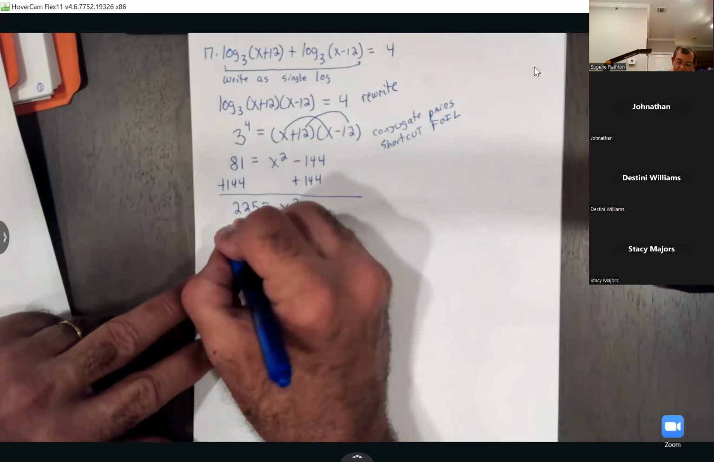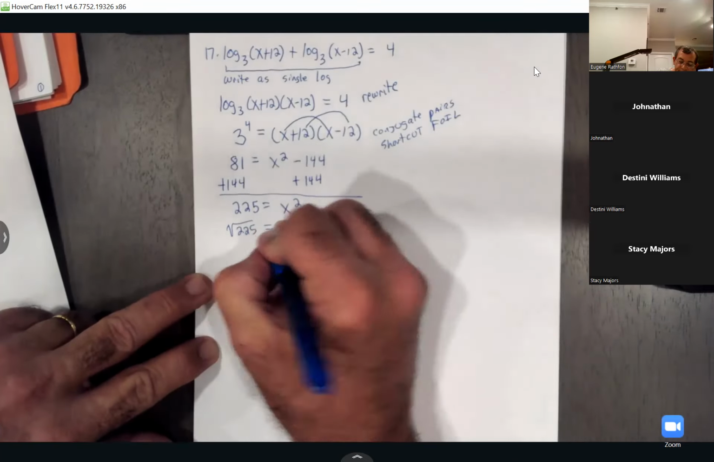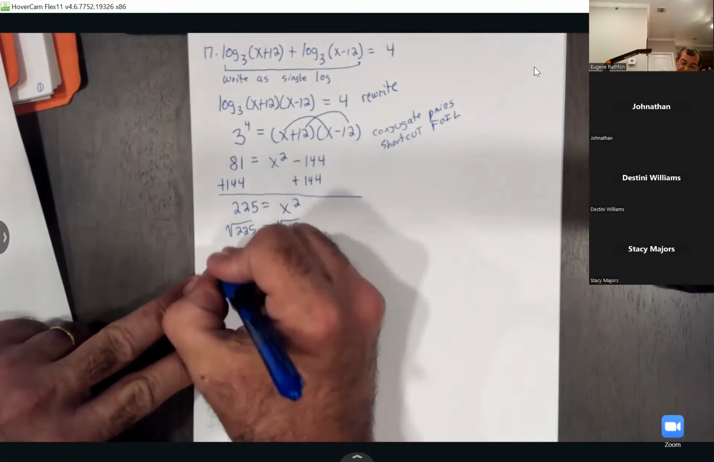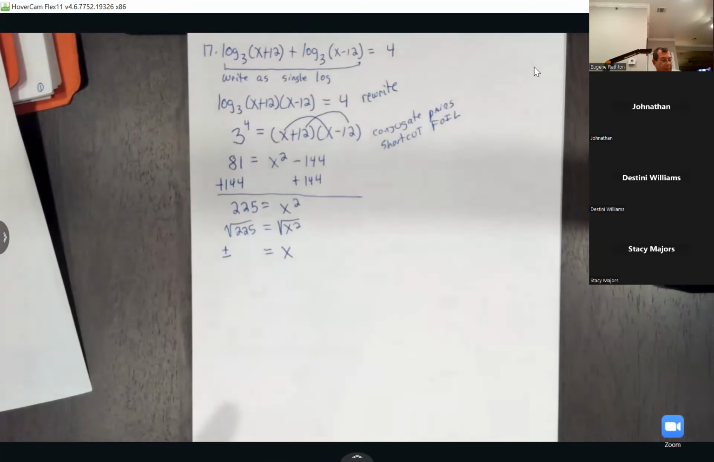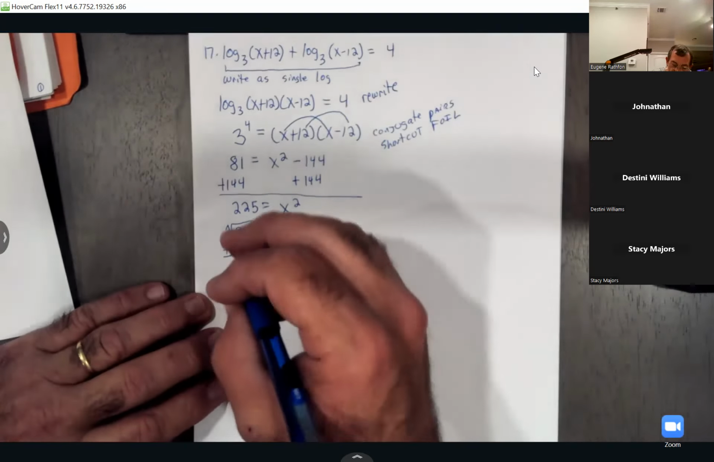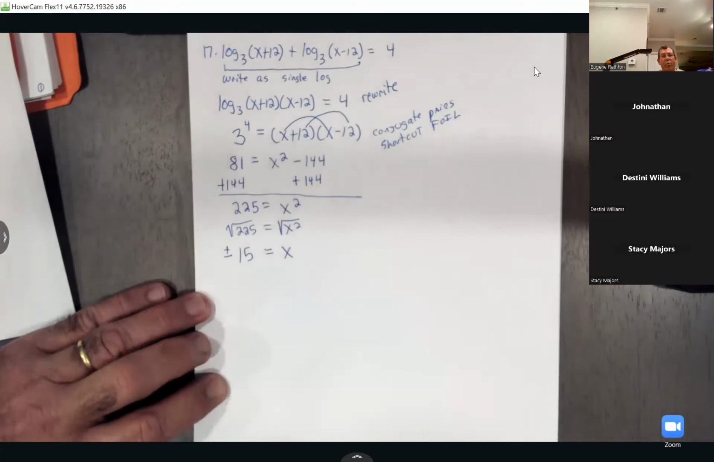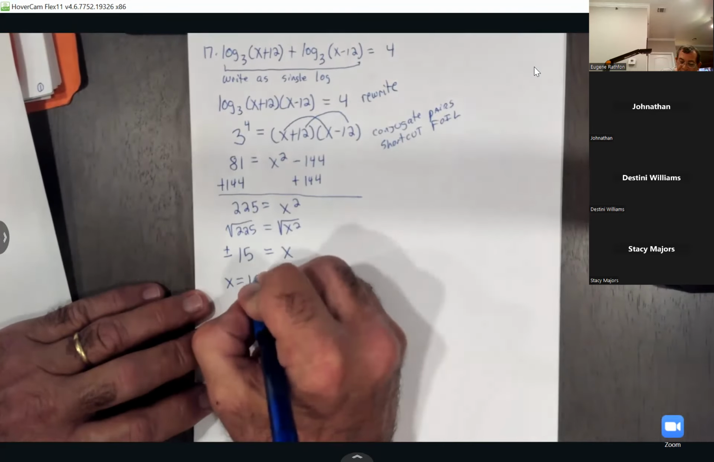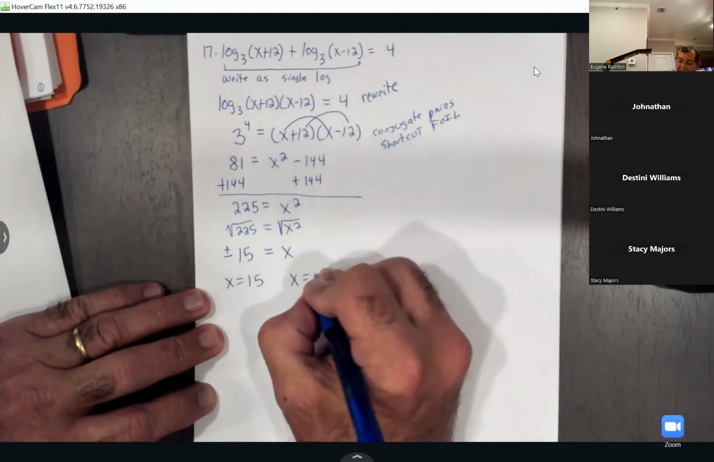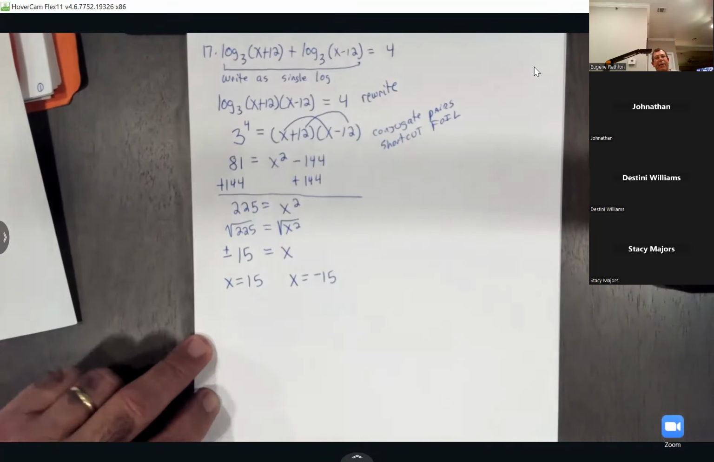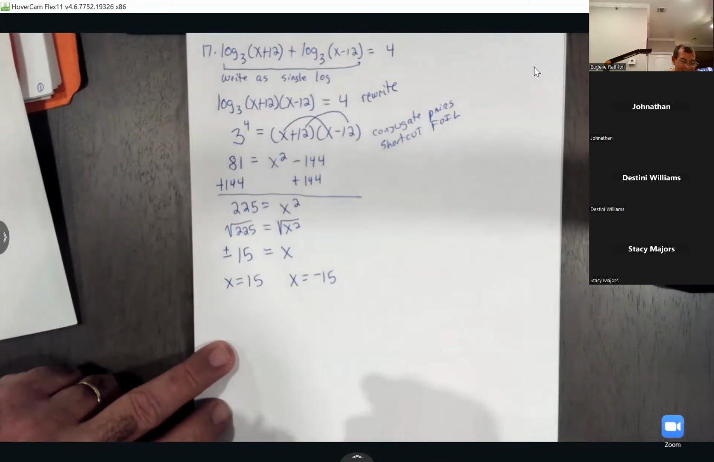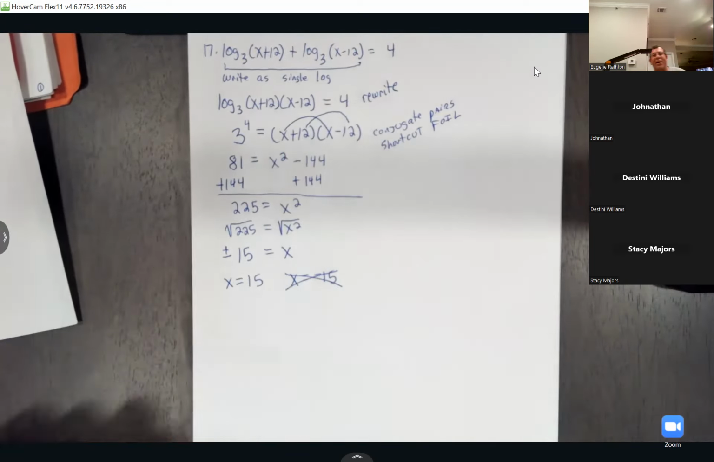I'm going to take square roots of both sides. That's going to give me my X, and a plus or minus something. The square root of 225 is plus or minus 15. So my two answers are X equals 15 and X equals negative 15, which once again means my final answer is 15. Good job.